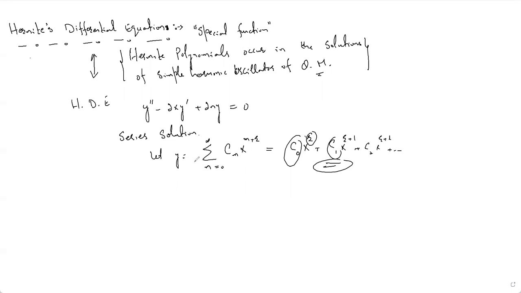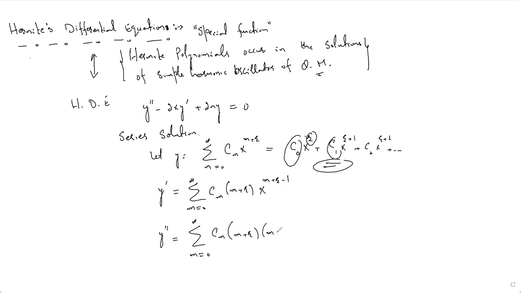Taking the differentiation of this equation, y prime is the summation m running from 0 to infinity of cm (m plus r) x raised to power m plus r minus 1, right? Differentiating again with respect to x, y double prime will be equal to the summation m running from 0 to infinity of cm (m plus r)(m plus r minus 1) x raised to power m plus r minus 2, right?